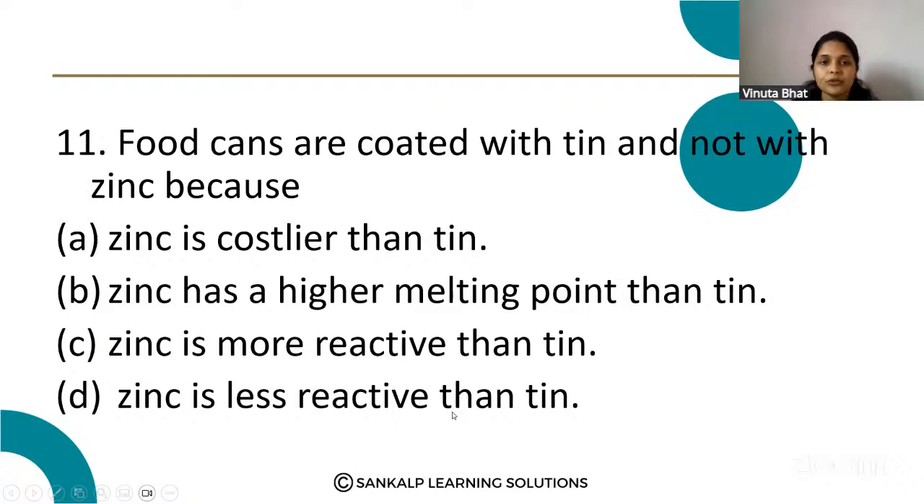Next question. Food cans are coated with tin, not with zinc. Because option A, zinc is costlier than tin. Option B, zinc has a higher melting point than tin. Option C, zinc is more reactive than tin. Option D, zinc is less reactive than tin. Here the food cans are coated with tin, not with zinc. So zinc is costlier than tin, that is also not correct. Zinc has a higher melting point than tin, so that is also not correct.